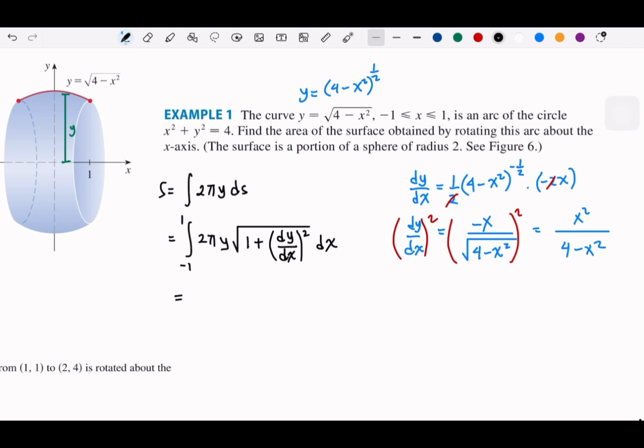Okay. So I will factorize the constant. And then y is square root of 4 minus x squared. And then still we have the big square root. This will be 1 plus x squared over 4 minus x squared dx. Okay.